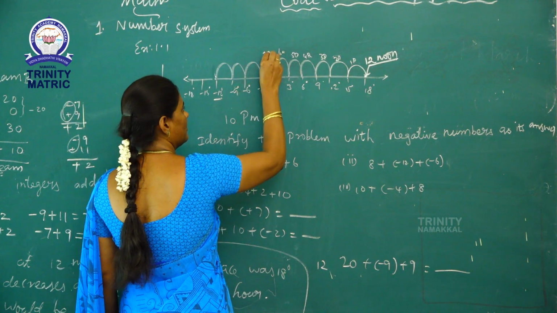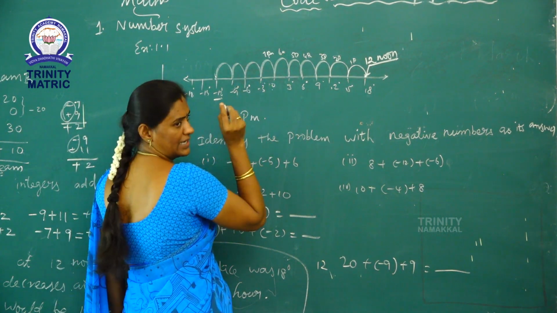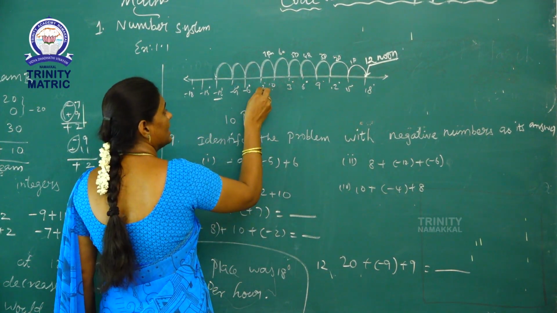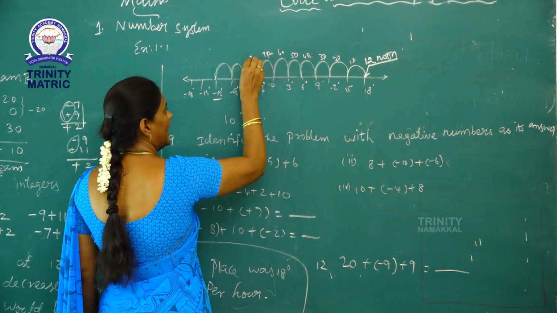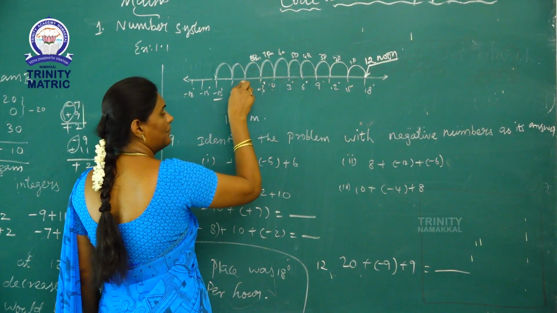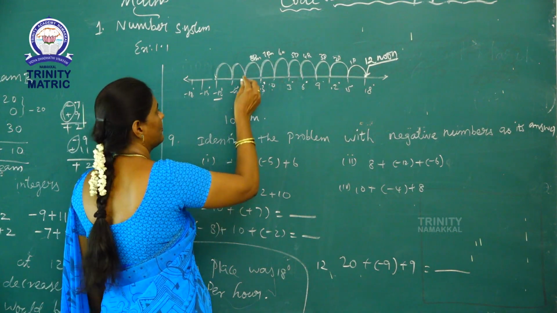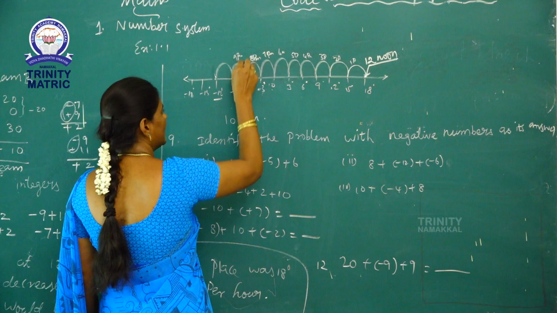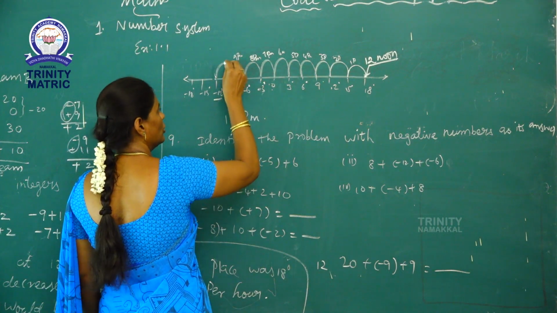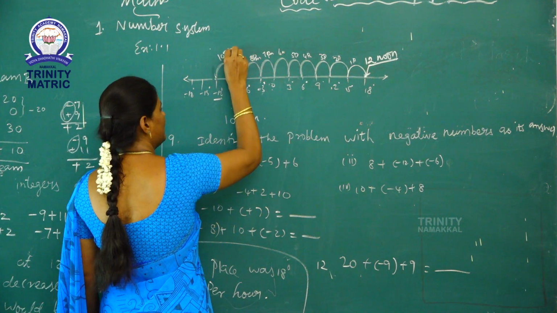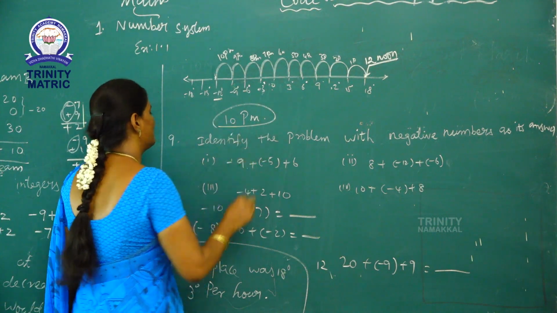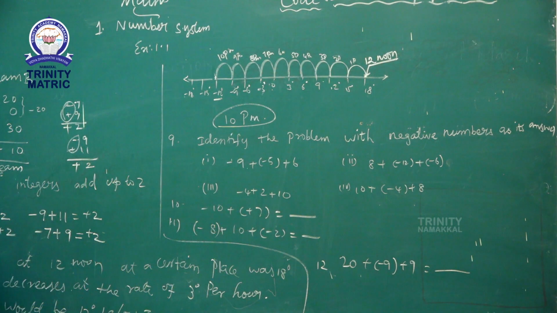Then 7 p.m. the temperature is minus 3 degrees, below 0. Then 8 p.m. the temperature is minus 6 degrees, below 0. Then 9 p.m. the temperature is minus 9 degrees, below 0. Then 10 p.m. the temperature is minus 12 degrees. So here the answer is 10 p.m.